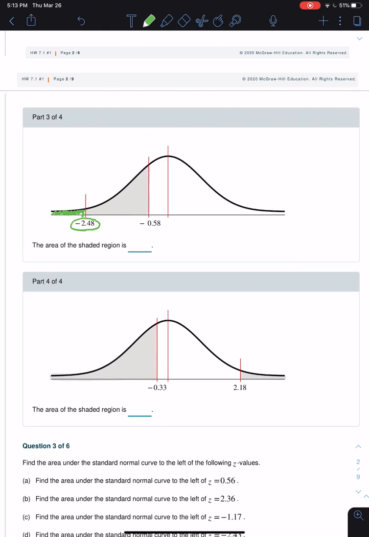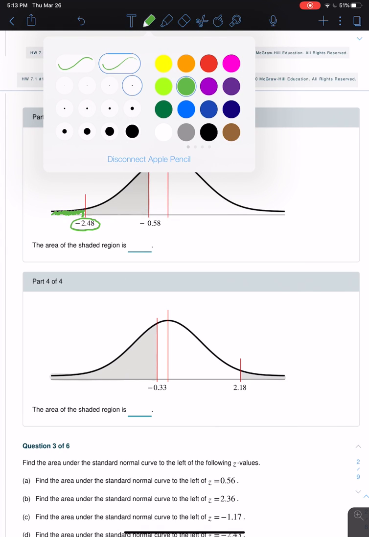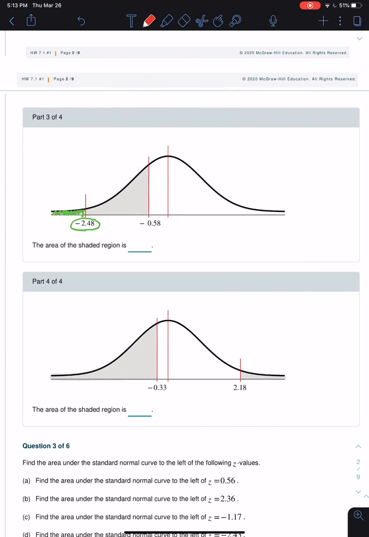Also, if I look up that z-score on the z-table, that's going to give me the area from this point all the way down to the left-hand side of the curve, which is not the shaded area. So let's start off by getting the area that's shaded in green first.